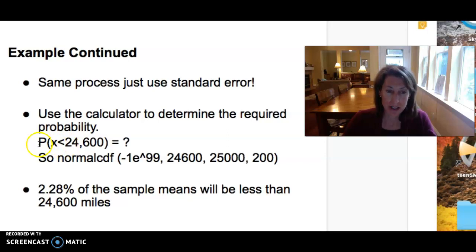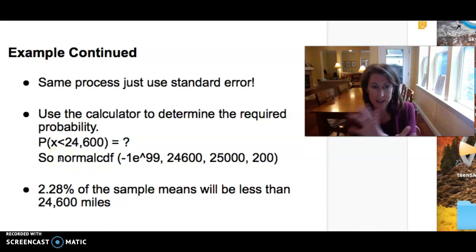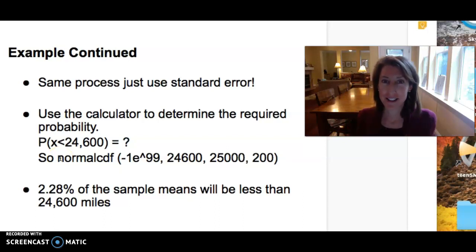Remember how we were doing this? We wanted to know what's the likelihood that there's less than 24,600 miles, so the probability that our x is less than that. We just think about drawing it again. So here's the 25,000, we have 24,600, sorry, I don't know how to do it on your end. It's going to be lower, and we want to do less than that.